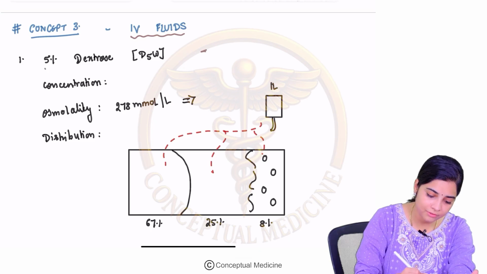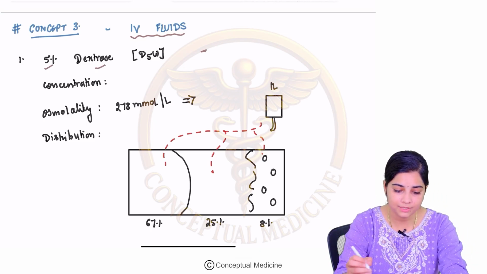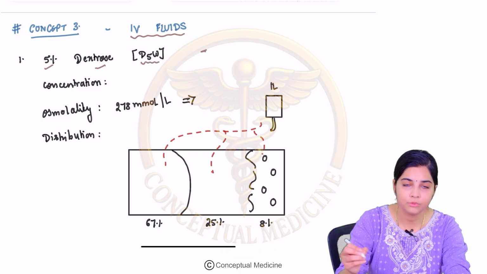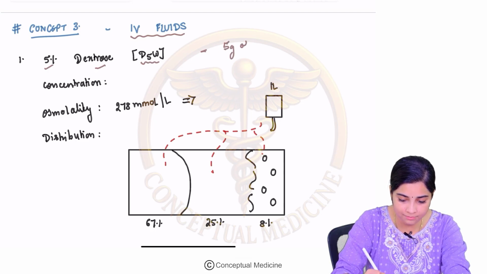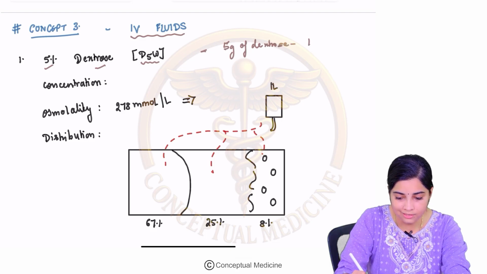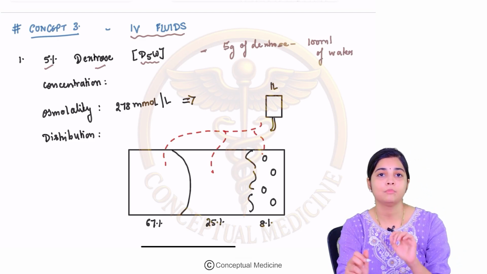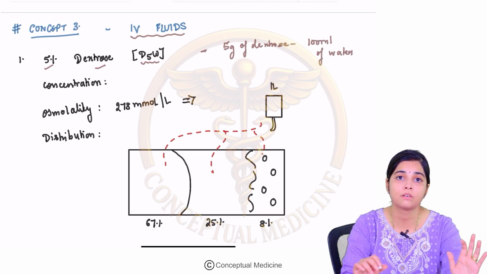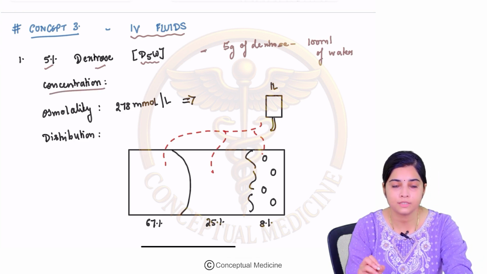So the first IV fluid that we should be knowing is your 5% dextrose. The 5% dextrose is given by this, which is your D5W, which means that, as you know, 5% basically means that 5 grams of dextrose dissolved in 100 ml of water. Okay, so this basically means 5 grams of dextrose dissolved in 100 ml of water. So this is what is referred to as the concentration.